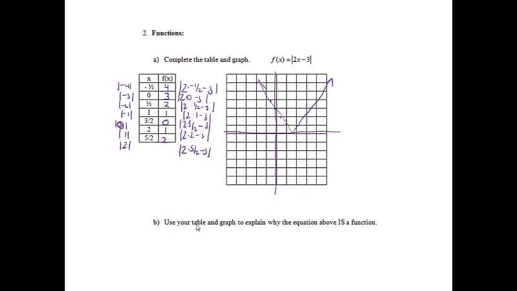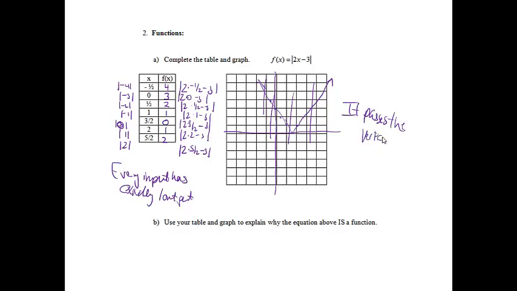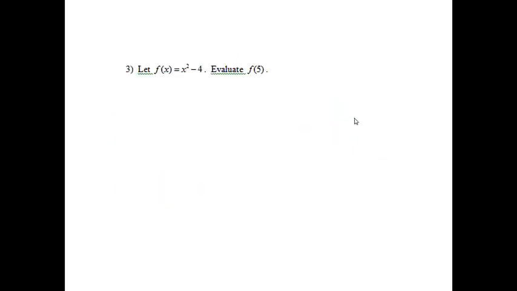And then it says to use your table and graph to explain why the equation above is a function. Well, first of all, for my table, I could say that every input has exactly one output. And then for my graph, if I drew vertical lines, notice it passes the vertical line test. So I could now on this one say it passes the vertical line test.